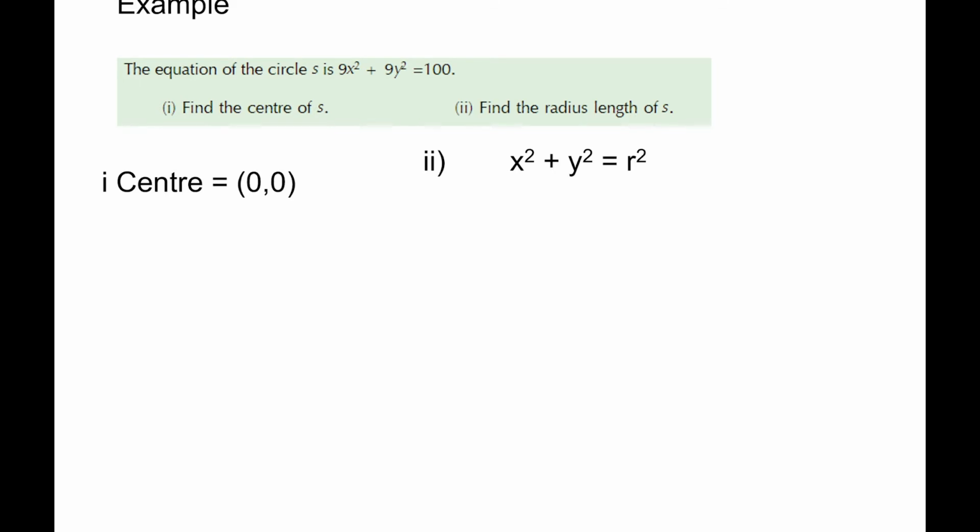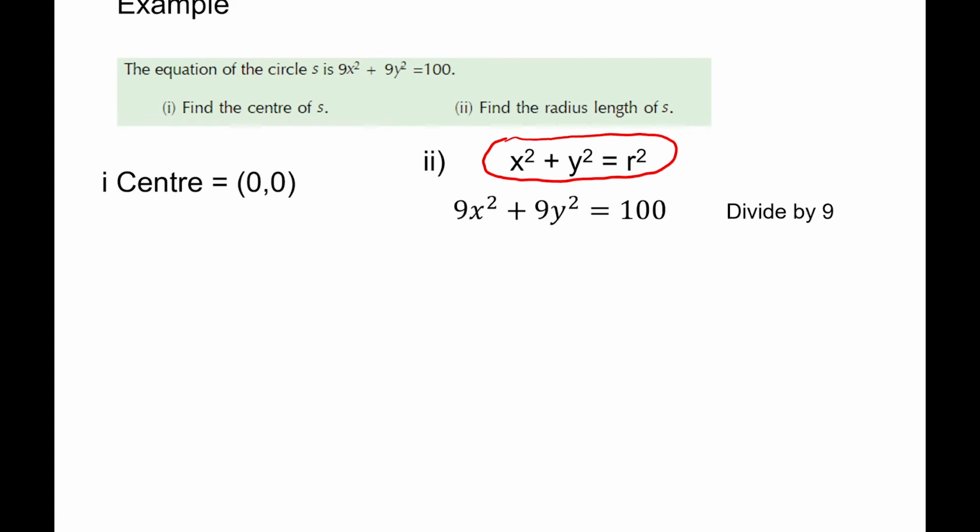In part 2, we're asked to find the radius length of S. The first thing we'll do is write down our equation for a circle with a center of 0, 0. That's x squared plus y squared equals r squared. We have 9x squared plus 9y squared equals 100. We need to rewrite our equation so it's in the form x squared plus y squared equals r squared. To do this, I will divide everything by 9. This gives me x squared plus y squared equals 100 over 9.